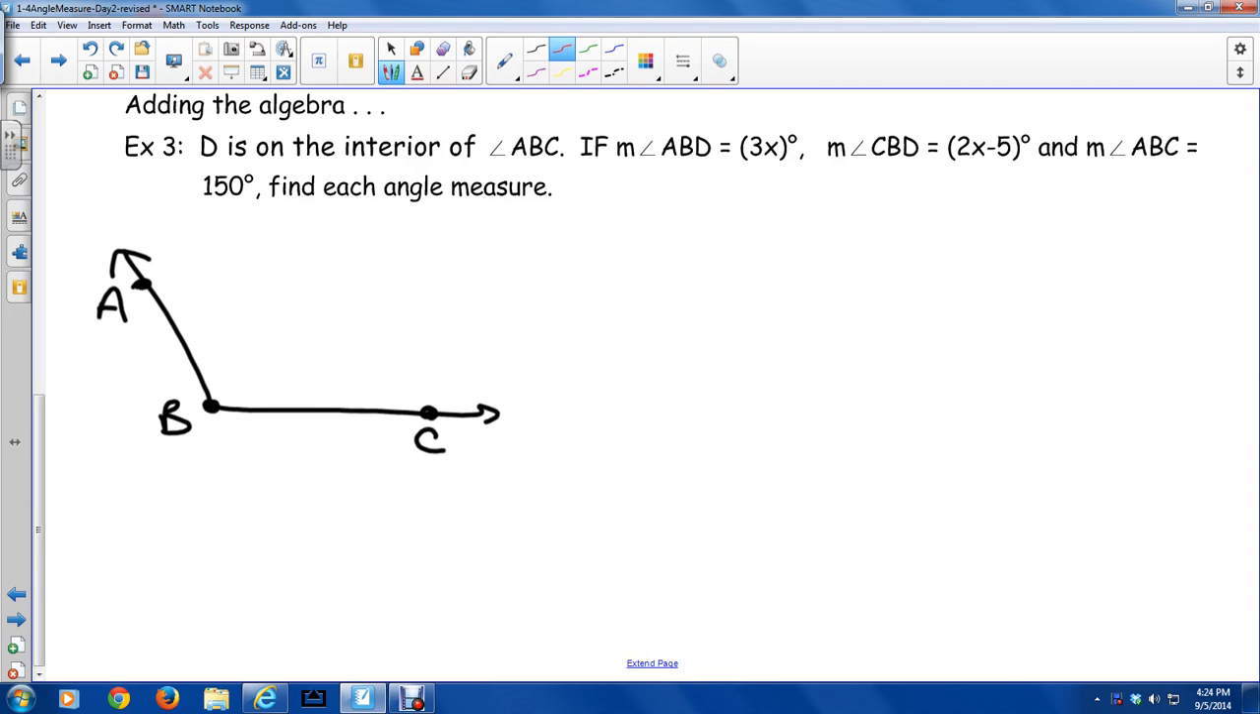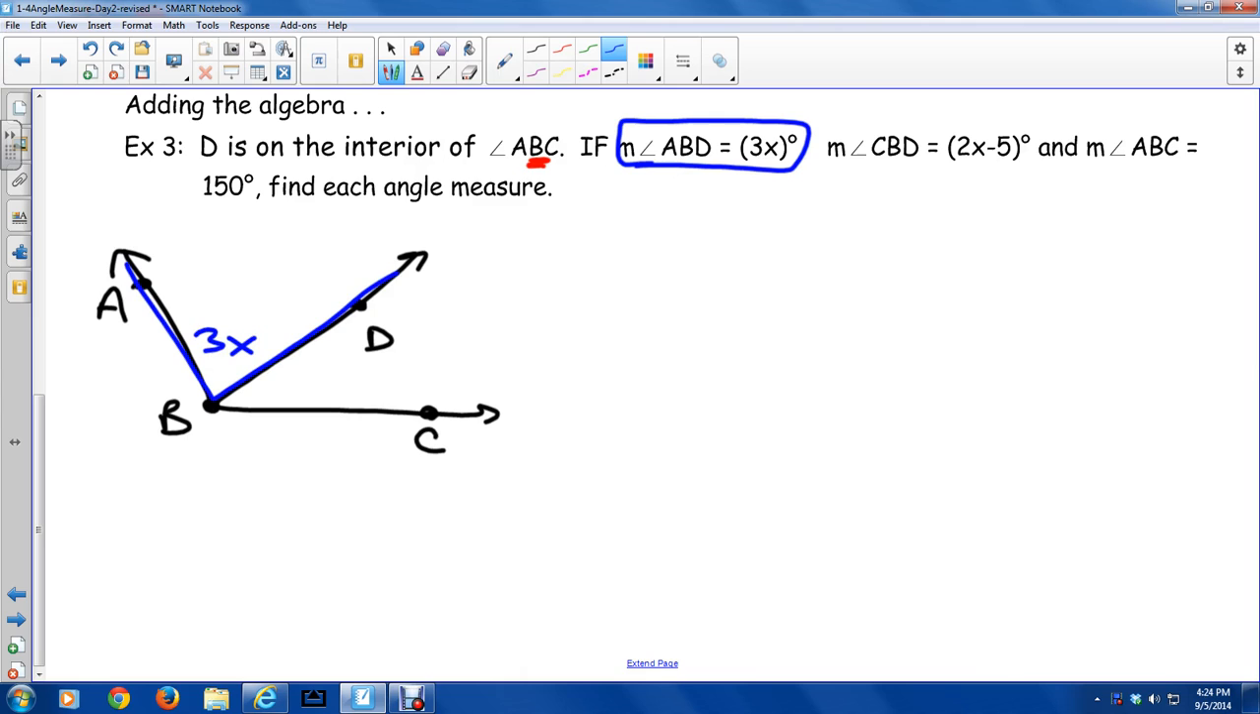Remember again, B is the vertex point. I know that by looking at my angle, and it's the middle letter. D is on the interior. A little bit quicker this time because you know what you're doing. And I'm going to go ahead and label all my information. Measure of angle ABD is 3x. You'll notice I like to highlight them. Using different colors works well here.